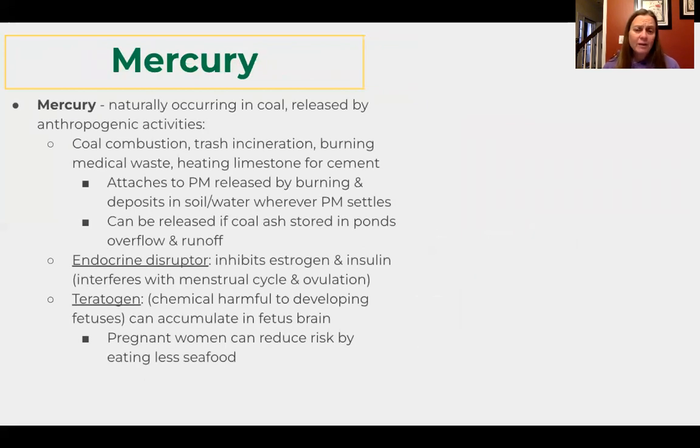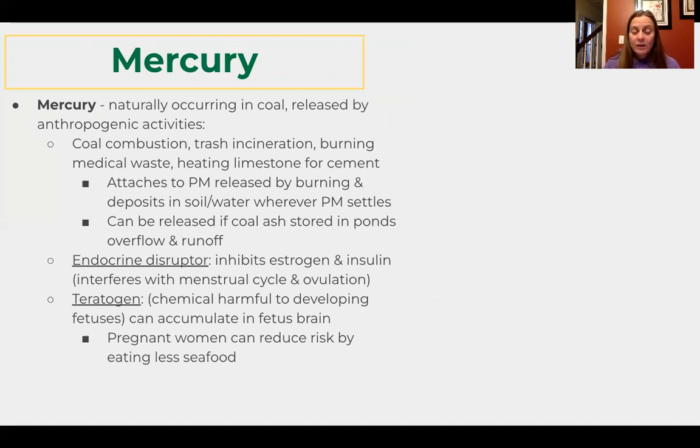So talking about our heavy metals, we'll start with mercury. We talked about mercury when we talked about atmospheric pollution, because mercury is naturally occurring in coal and it's released by the combustion of coal or by the incineration of municipal trash, burning medical waste, heating limestone for cement. All of those are ways that mercury enters our atmosphere. It attaches to the particulate matter that's released in that burning process, and then it deposits in the soil or the water wherever that particulate matter settles. So once it settles, if it settles in water, then we can have mercury in the water.